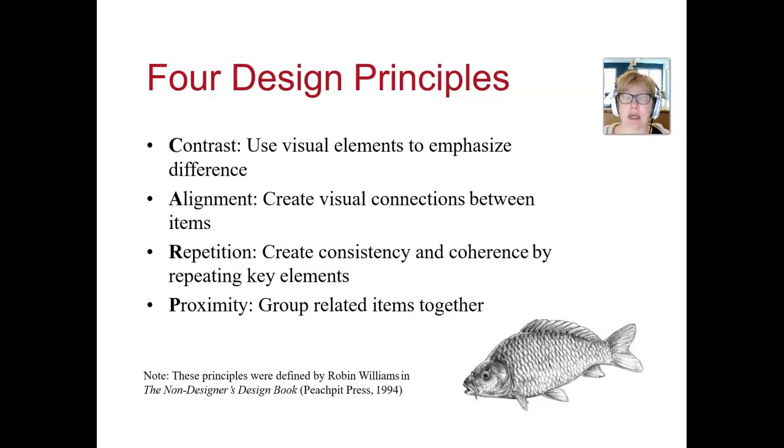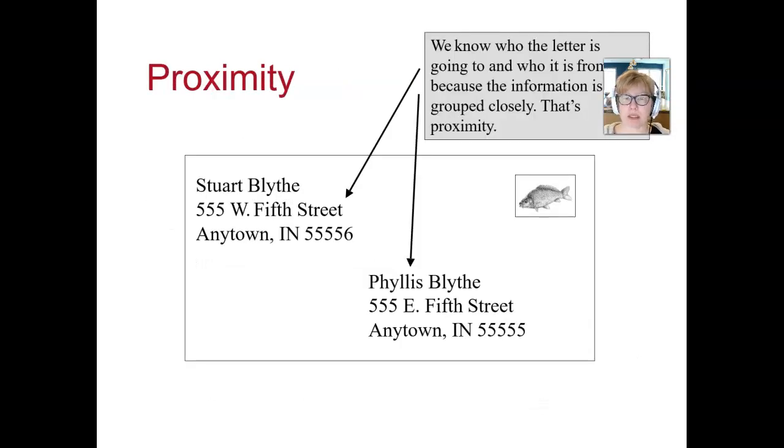Okay, so contrast basically means something that emphasizes difference, right? It's things that are not the same. Alignment means just what it means, things that are lined up, right? And visual connections between items or text. Repetition means if you choose a design element, such as a contrasting element, you use it repeatedly over and over to reinforce the design and make it look coherent. And last is proximity. When you lump like things together, they then go together, and the meaning that is behind them is enhanced. So let's start with proximity.